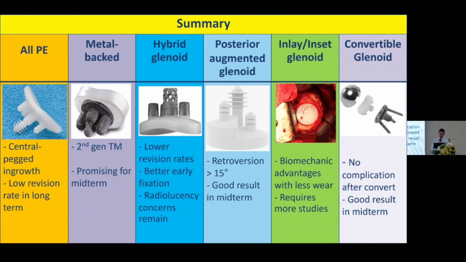For the posterior augment design, it is ideal for retroversion more than 15 degrees and has good midterm results. The inlay design has less wear and is bone sparing, but needs more study. The convertible design allows conversion to reverse total shoulder arthroplasty with no complications and has good midterm outcomes. Thank you.